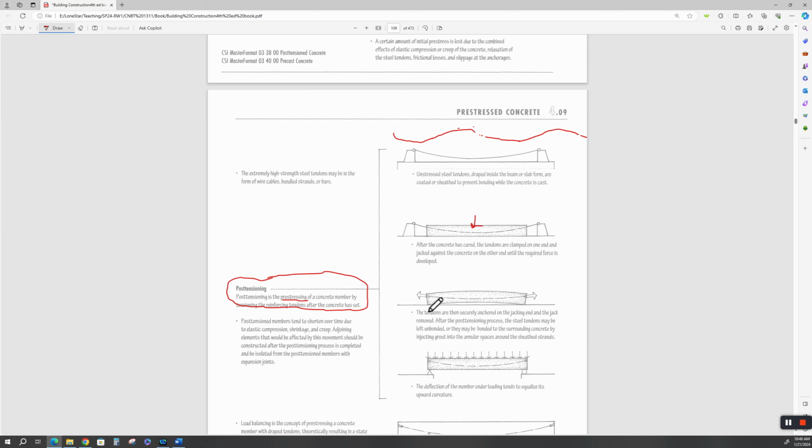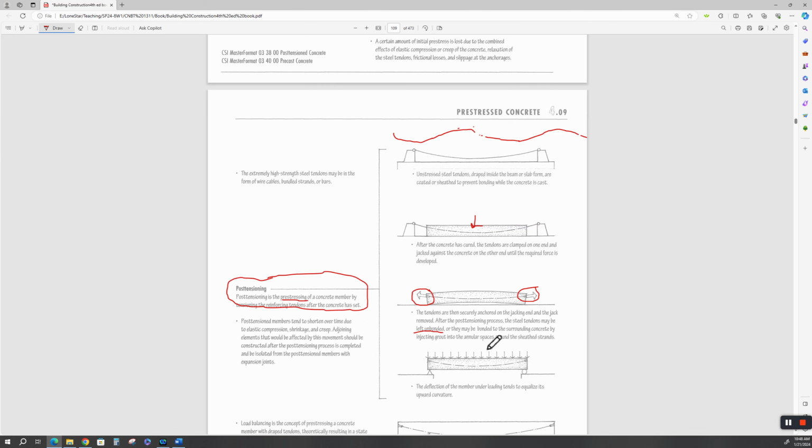Then we come in here on the ends, and those videos have a very good detail of those dogs on the end here. Okay. Then they're securely anchored to the jacking end, and the jacks are removed after the post-tensioning process. All right. Now, some of these tendons can be left unbonded. Some of them are in a sleeve.